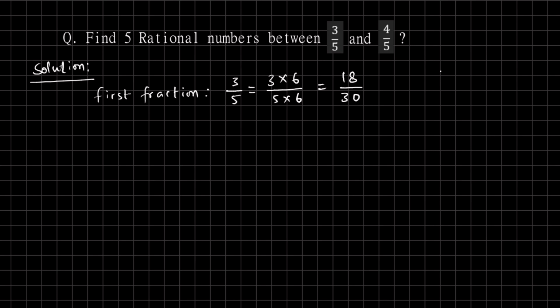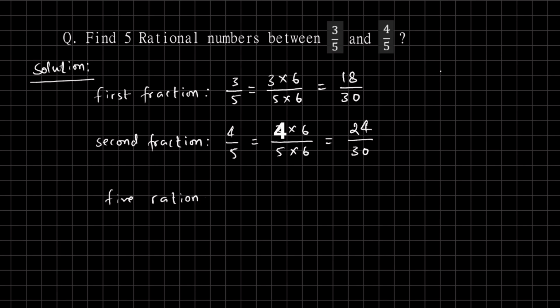So we have 18/30. In our second fraction, we do the same. We multiply numerator and denominator with 6. We have 24/30. Now we just count up from 18 to 24. 19/30, 20/30, 21/30, 22/30, and 23/30. So this is our answer.